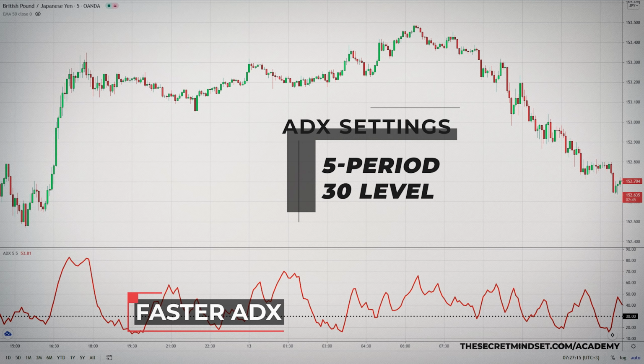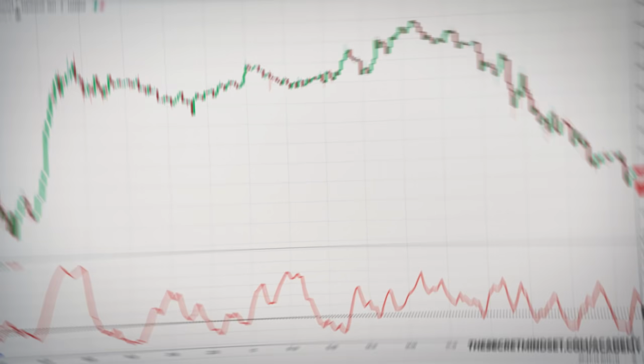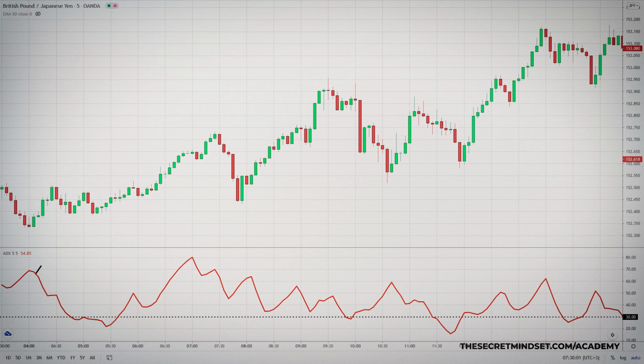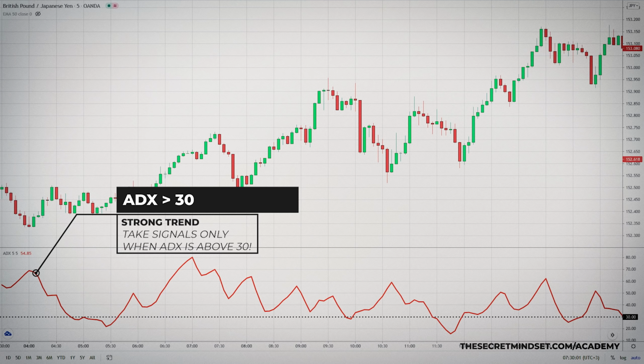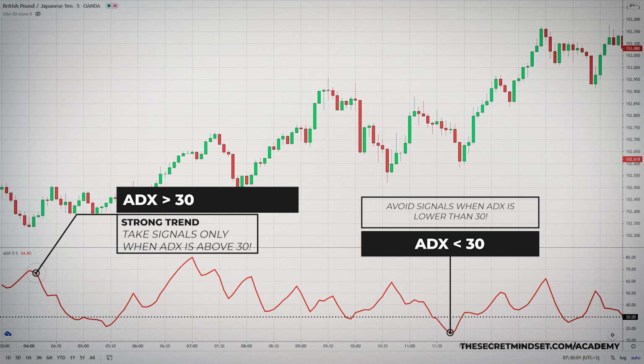And while many traders use 25 as the key level for the ADX, I prefer the 30 level. The noise is greatly reduced. An ADX reading of over 30 identifies a strong trend, whereas a reading of below 25 identifies a weak trend and will avoid signals in this area.